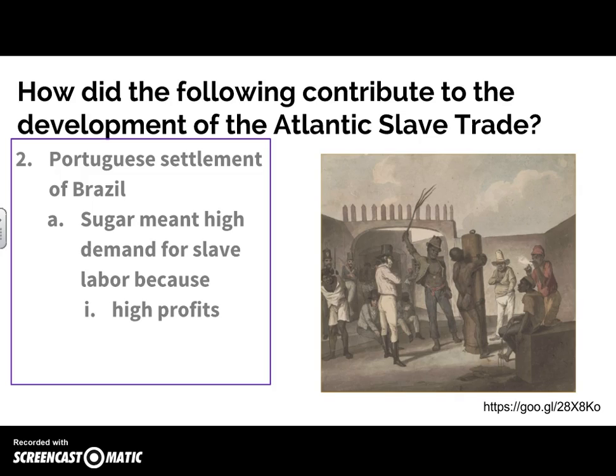And this was for two reasons. One is because there were really high profits. Sugar was making a lot of money for the Portuguese, and so they needed more. They wanted to expand this as much as they could. And secondly, there was a very high death rate among the workers. Sugar plantations had very high death rates. A lot of the slaves that went there, the average age at death was not very high, meaning that people were dying very young because of the hard working conditions. And so the expansion of sugar and the idea of getting more and more labor definitely contributed to the Atlantic slave trade.